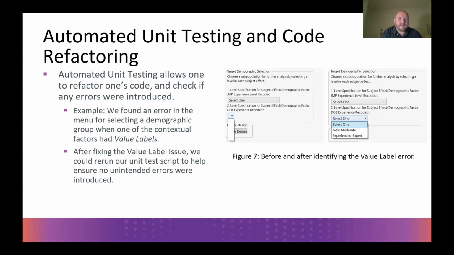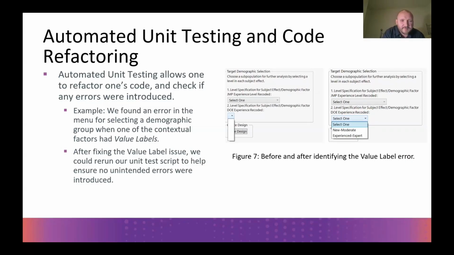Now, one of the most important things for this automated unit testing is when you go to refactor your code. So automated unit testing allows one to refactor one's code and check if any errors were introduced. By refactoring code, I mean making changes to the code through the development process. You know, if you make a change to your code, how do you know whether or not you broke something else that's not related to what you were changing?